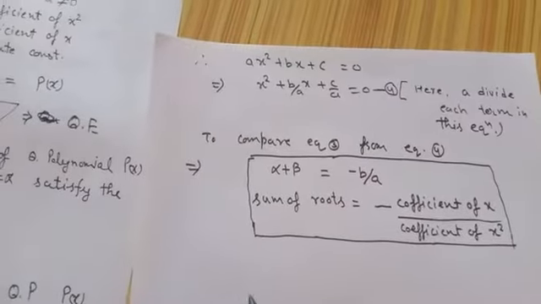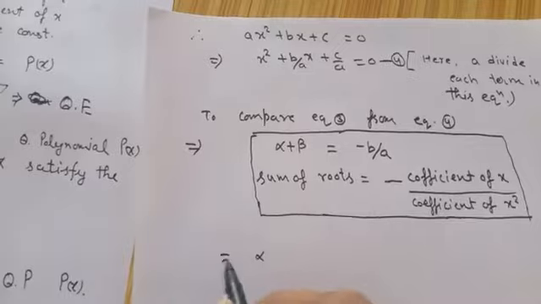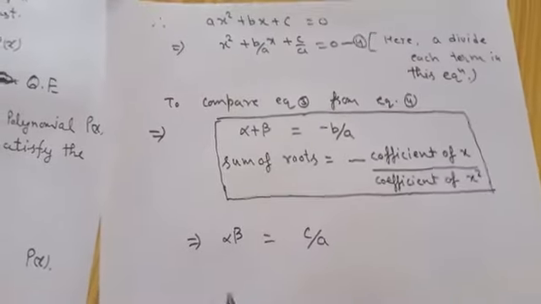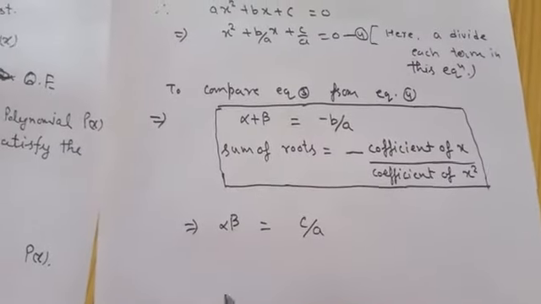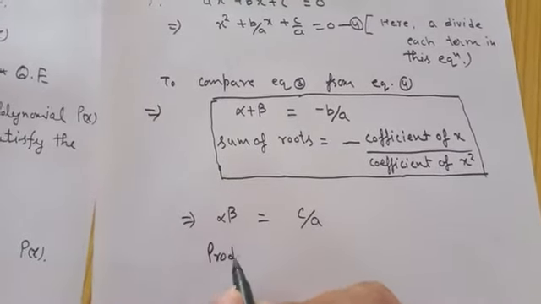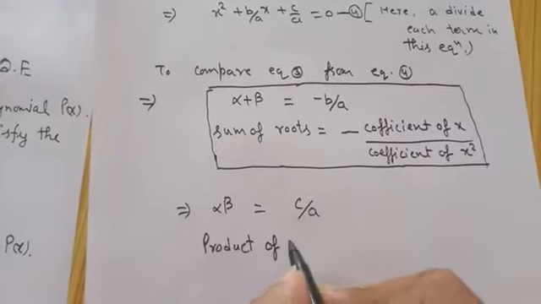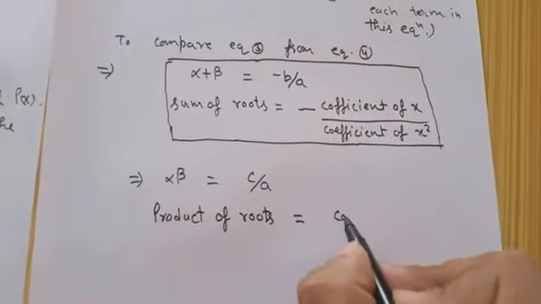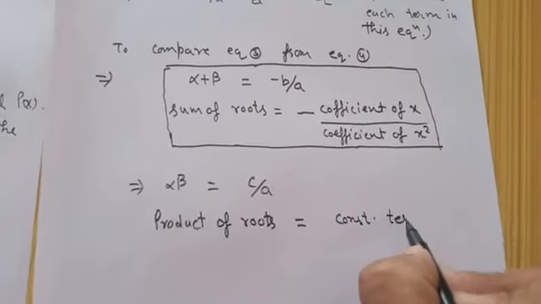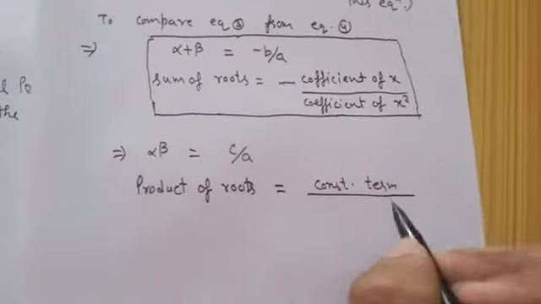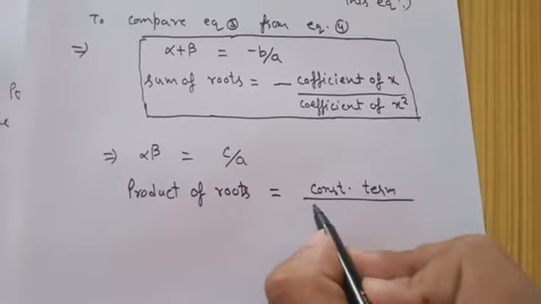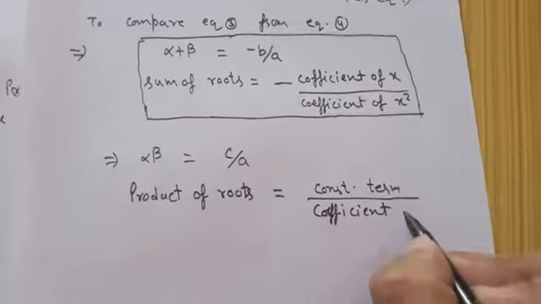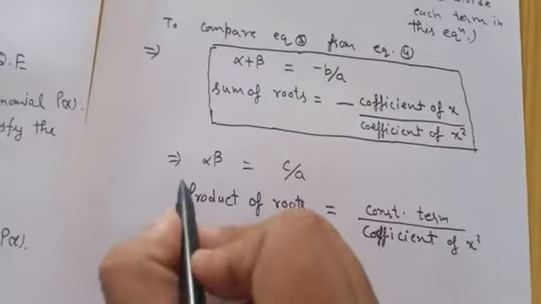and we can write product of alpha beta is equal to c by a. We can also write in the general form: product of roots is equal to constant term of equation upon coefficient of x square.